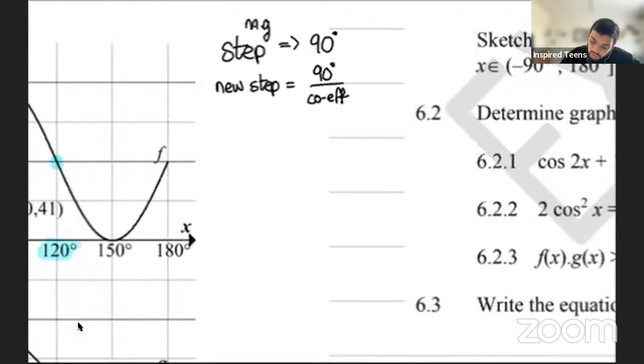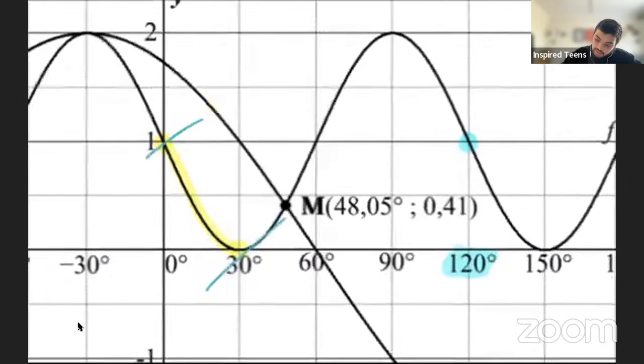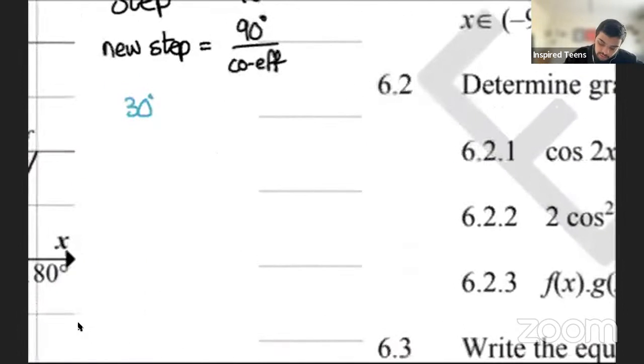Okay, so our new step in this case is 30. As you can see, from intercept to turning point is 30. So we could even use this way. 30 is equal to 90 over the coefficient. And then, of course, we solve the coefficient as 3 again. Same value. Of course, you're going to get the same answer.